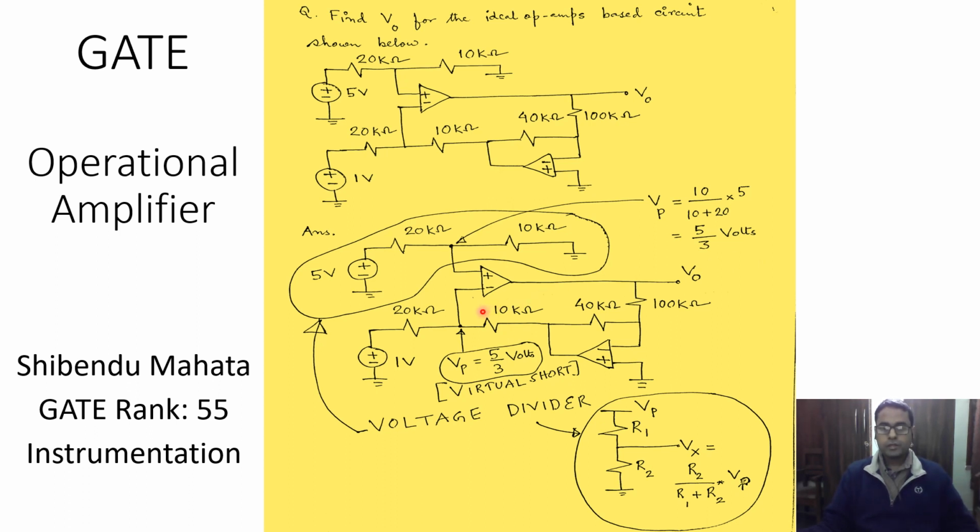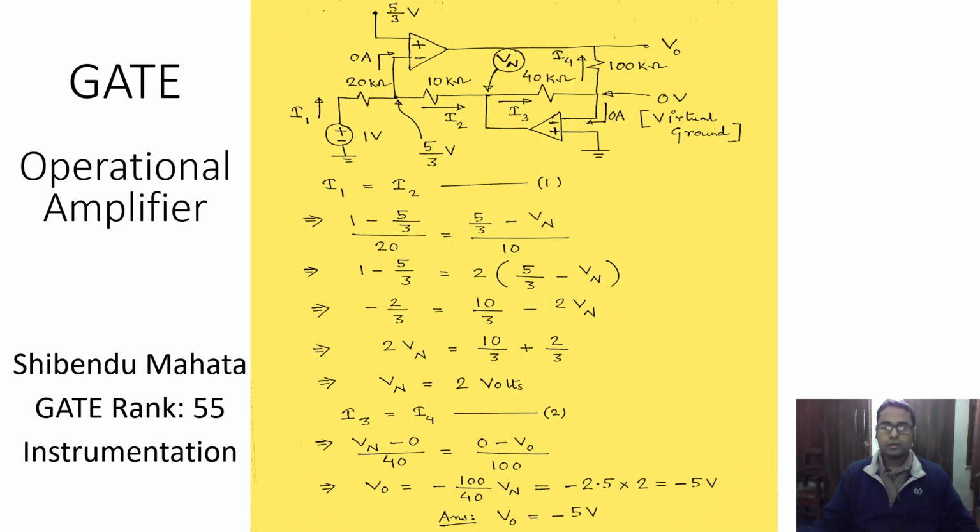Next, we apply the concept of virtual short, and we note that the voltage at this node must be the same as the voltage at the other node, and therefore we simply note this voltage to be equal to 5 by 3 volts. So moving forward, we found out this voltage to be 5 by 3 volt, and therefore the voltage at this node is 5 by 3 volt.